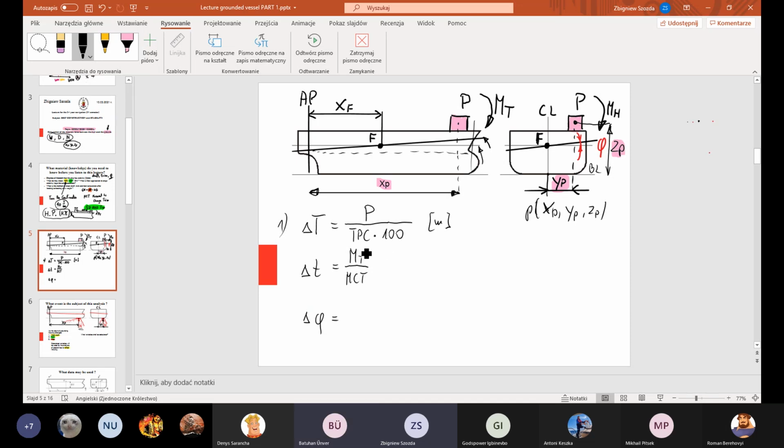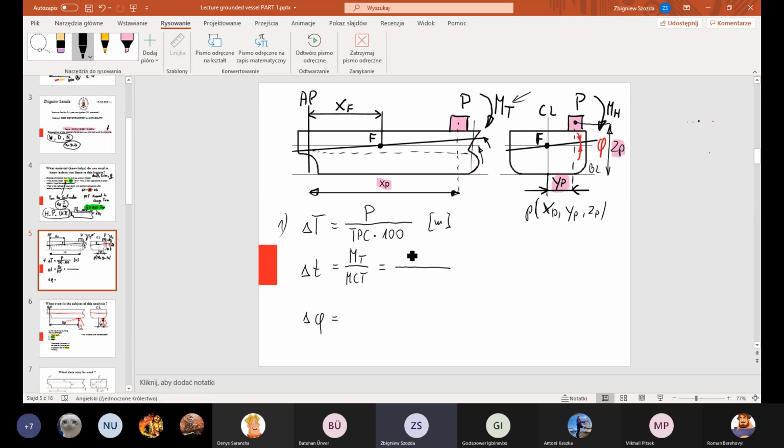If you divide the trimming moment that acts on your ship by moment to change trim, you will obtain how much the trim will be changed. Okay, and what trimming moment is acting on our ship if additional cargo P has been loaded into ordinate XP and the ship rotates along the center of flotation F? What will be the moment?